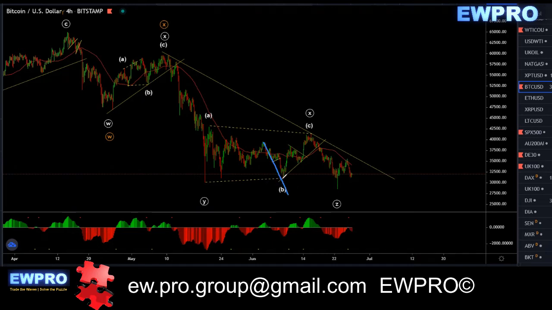and then we got this flag in here. I said look for that buy, and then we were looking for this Z down in here. It's done that now. We've got all this bullish divergence, so you can't really go against that.